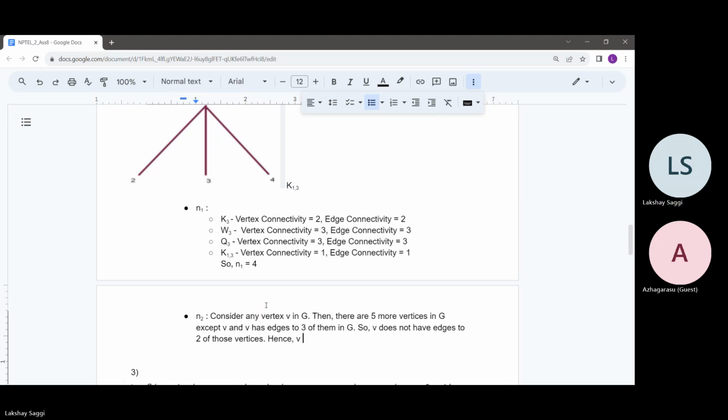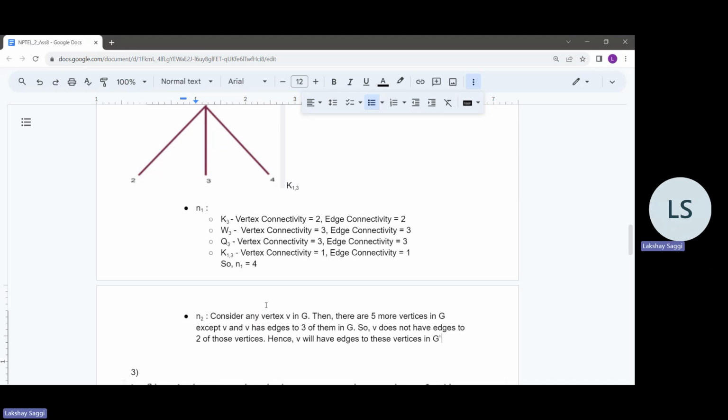Hence, V will have edges to these 2 vertices in G prime. So G prime is just the complement graph. In the complement graph, we add the edges which are not initially present and don't add the edges which were initially present. So we will have edges to the vertices to which the edges were initially not present. There were 2 such vertices into which edges were not present. So in G prime, we will have edges to these 2 vertices.